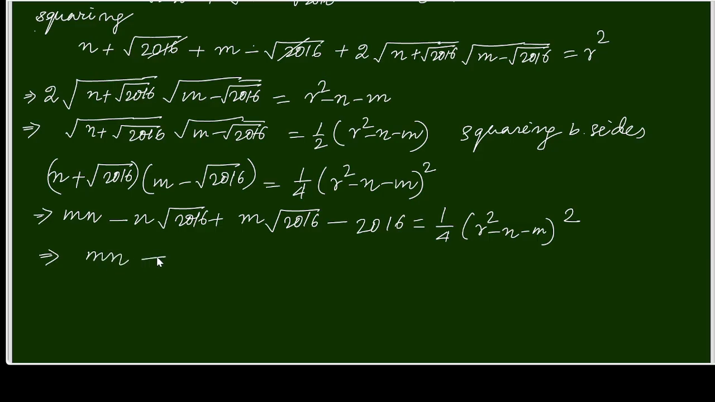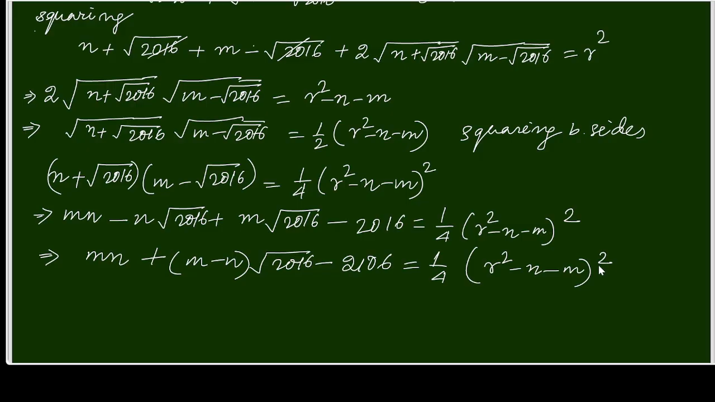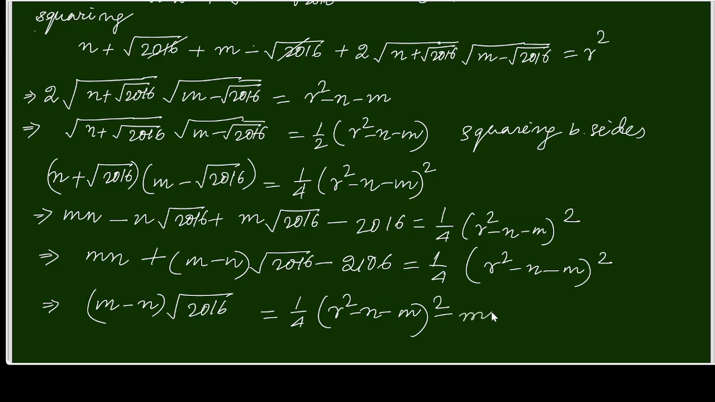So (m minus n) square root 2016 equals 1 by 4 (r square minus n minus m) whole square minus mn plus 2016.